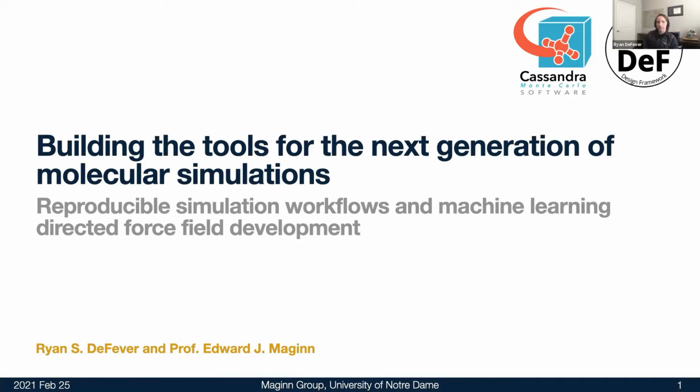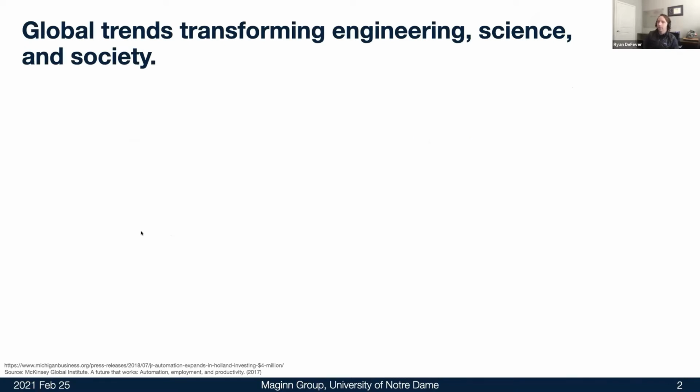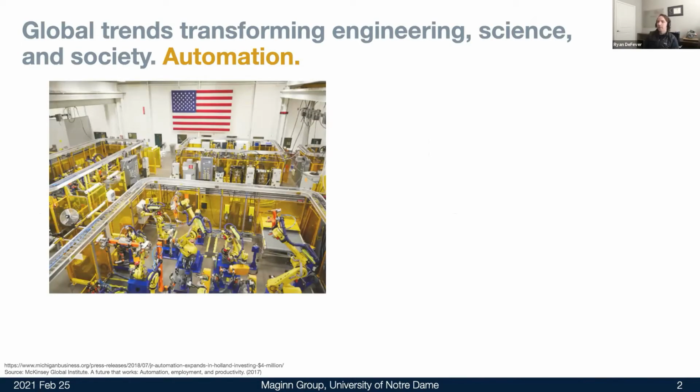So I'm going to motivate this by starting out and talking about some trends that I see transforming engineering, science, and frankly, society. And the first one is automation. So this is a picture of a facility that's about 2 hours north of here. And what this company does is they build assembly lines that are fully automated. So if you're interested in automating the manufacturing of some product, you might go to this company and say, okay, here's what I need to build. And they'll say, here's the robots you need. We'll put it all together. We'll manufacture it, design the controls, and we'll put it on your floor.